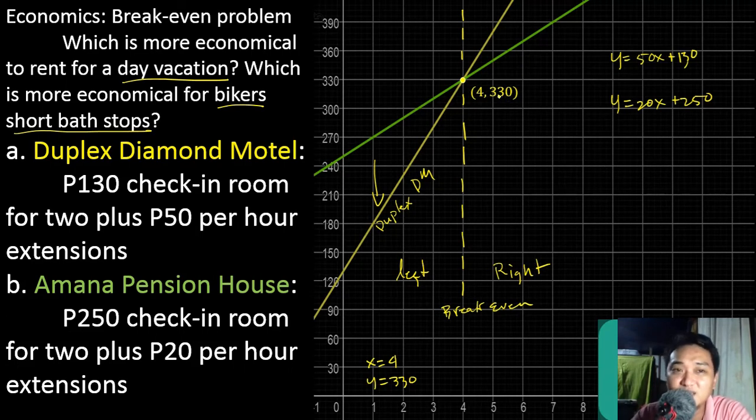Sige. So, tingnan natin. Pagka nagbabakasyon ka, usually, nagtatagal ka sa isang lugar. So, ipagpalagay natin na nagtagal siya doon more than 4 hours. So, if that's the case, more than 4 hours, di hamak na mas mababa yung green na linear equation natin or linear graph. Ibig sabihin, mas mura sa Amana Pension House. Yan, mas mura sa Amana Pension House kung magtatagal ka doon more than 4 hours.